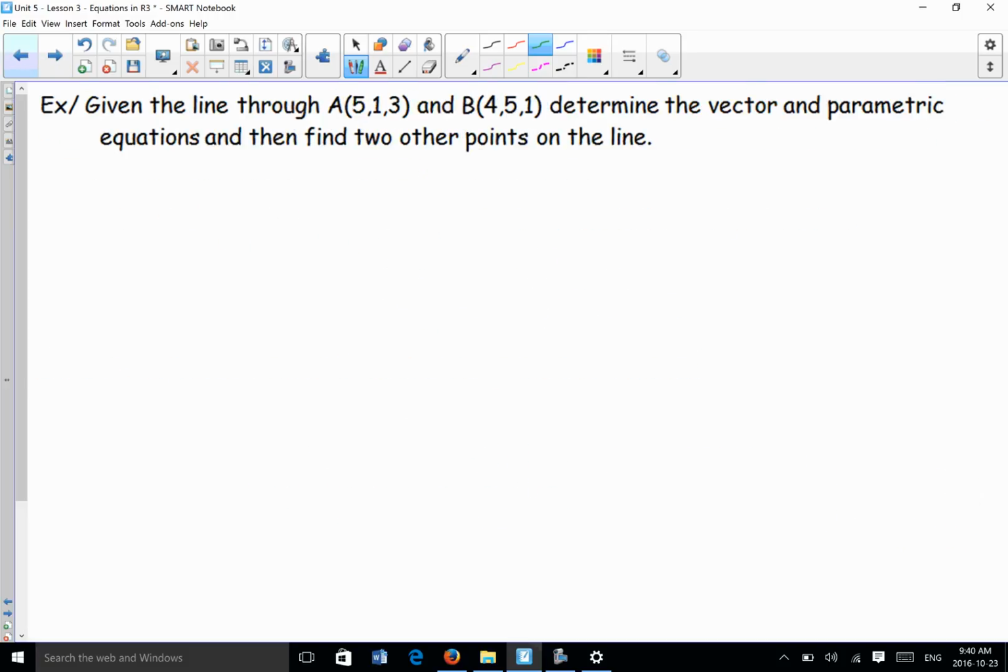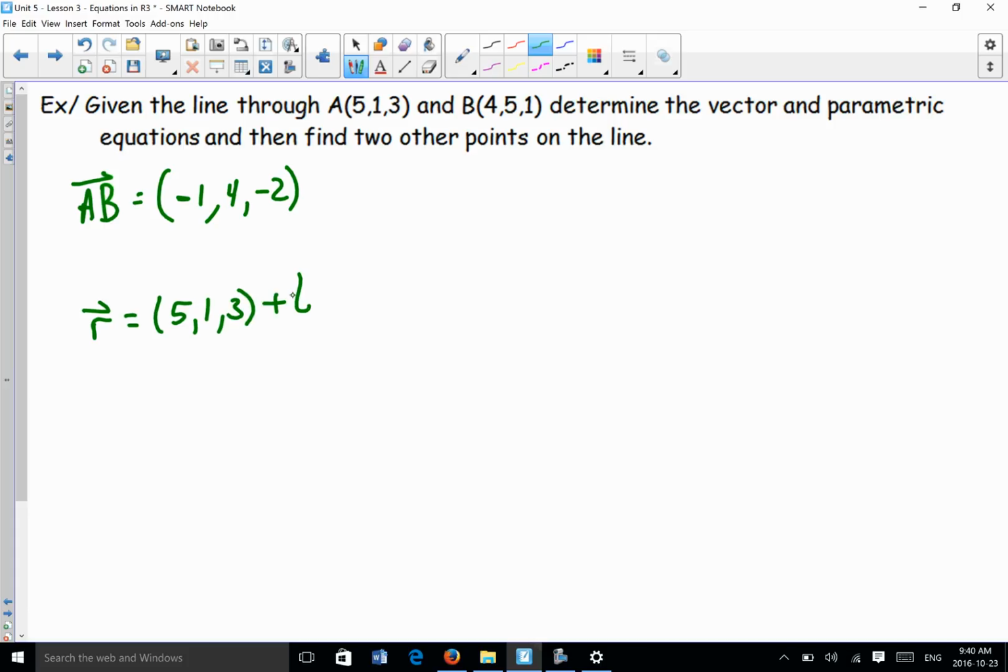Okay, given a line through A and B, determine the vector and parametric equations, and then find 2 other points on the line. So we'll start off by figuring out, well, which way does AB travel? So we need to find our vector that joins A to B. By doing our subtracting method, 4 minus 5 is -1, 5 minus 1 is 4, and 1 minus 3 is -2. I've got myself a direction. You might recall we can use any point that we want to. I'm just going to start with A because it's easy.